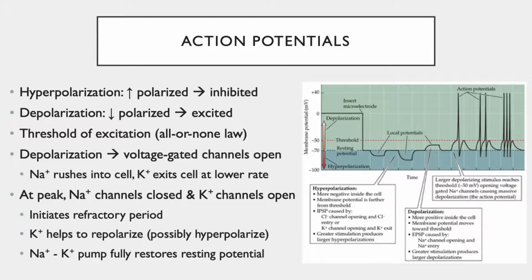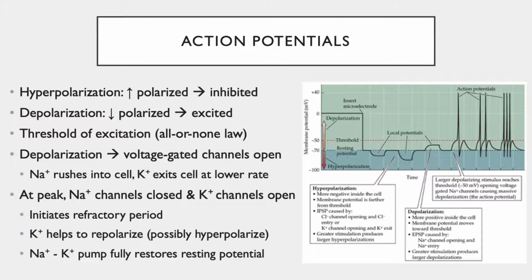Depolarization is the opposite. Depolarization refers to less polarization, which means that the internal environment is getting increasingly more positive. We also would refer to that neuron as excited. So the more negative the internal environment of the cell, the more inhibited that cell is. The more positive the internal environment of the cell, the more excited that neuron is.